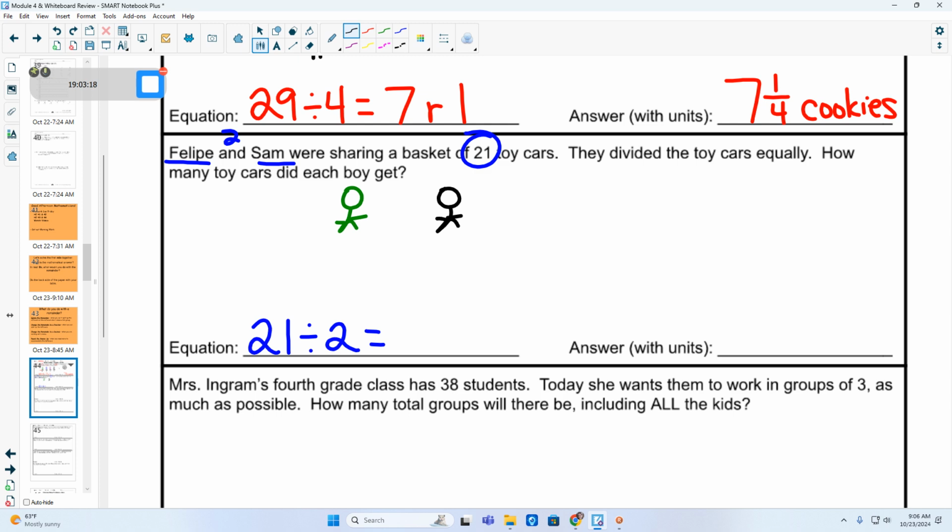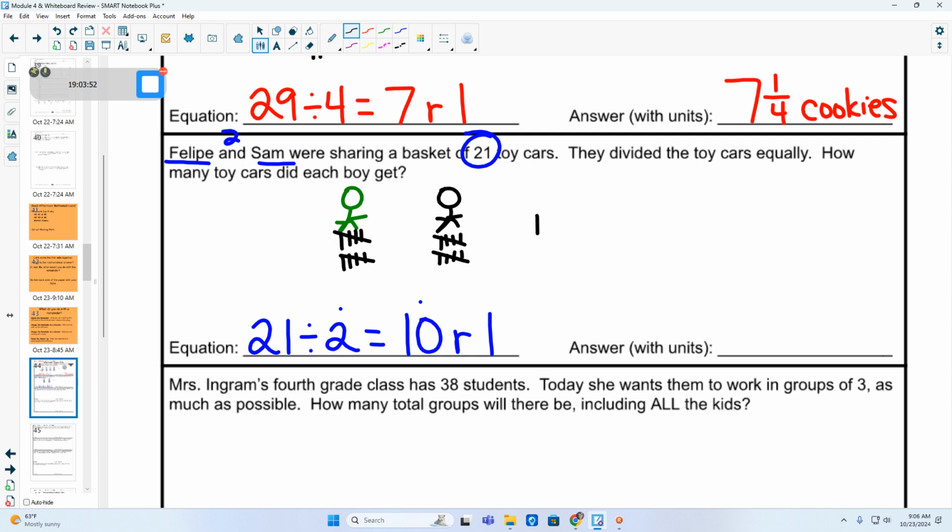And but you could also use your facts of like knowing your multiplication facts. I know that each boy is going to get 10 cars because 10 times 2 gets us really close to 20. 10 times 2 is 20, and there's 1 left over, okay? But you could go like this as well, guys. 1, 2, 3, 4, 5, 6, 7, 8, 9, 10, 11, 12, 13, 14, 15, 16, 17, 18, 19, 20 cars, and 1 left over, okay?